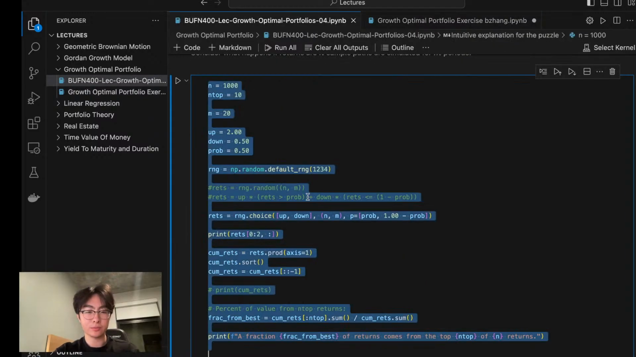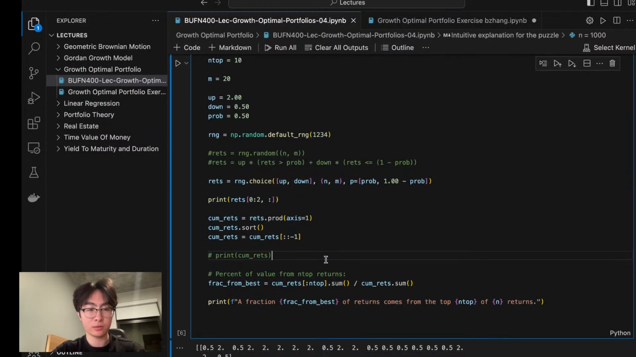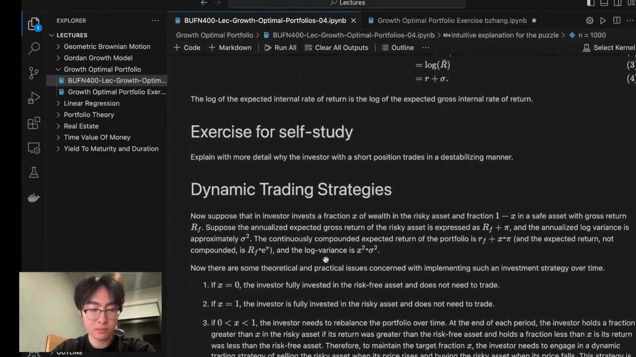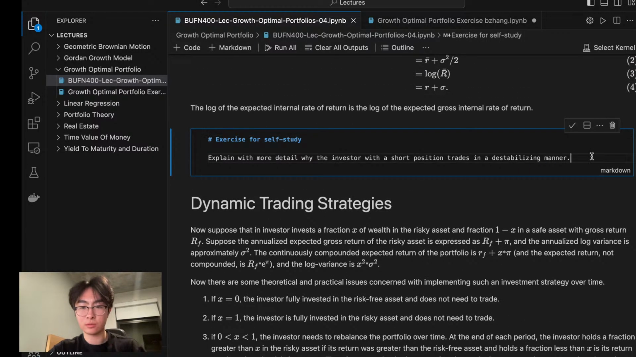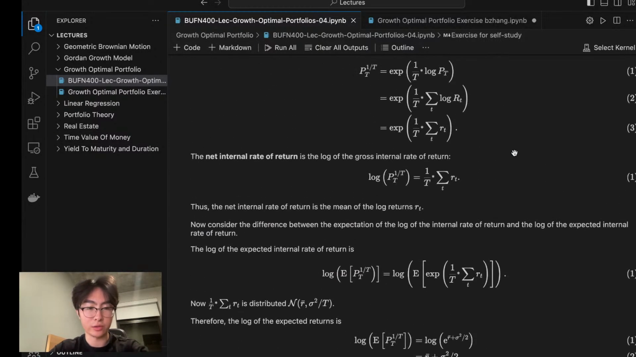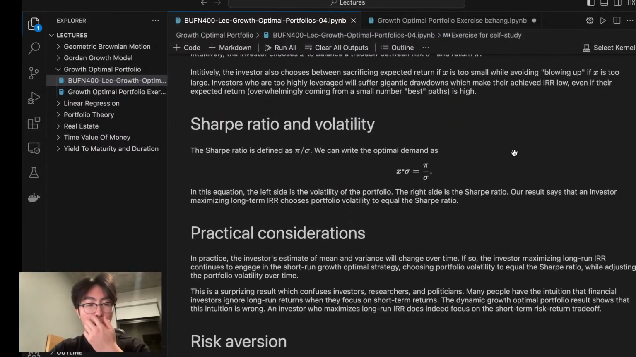Okay, yeah, this one's a bit tricky. Might come back to it, so I think this is also another exercise for self-study.